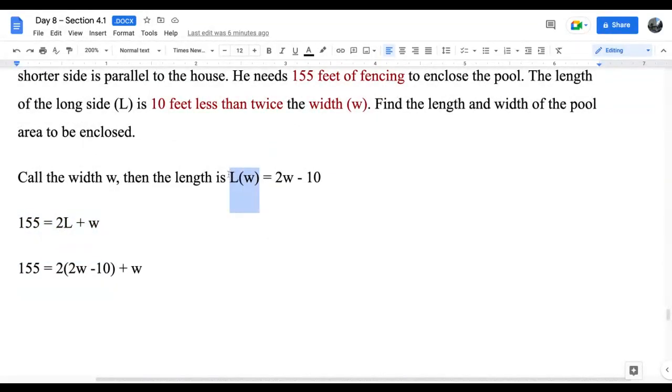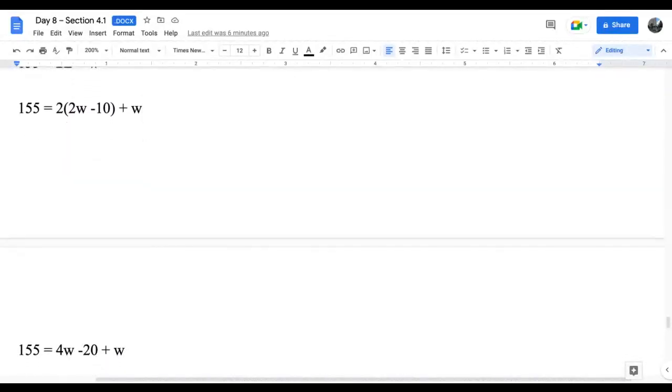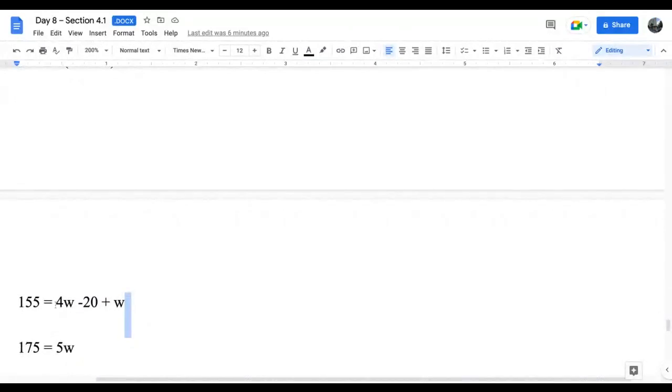Then we know L can be substituted using W. That's 2W minus 10. So we get 2 times (2W minus 10). 2 times 2W, 4W, 2 times negative 10, negative 20, then plus W. Right, so we form the equation: 2 long sides plus 1 short side totally equals 155.